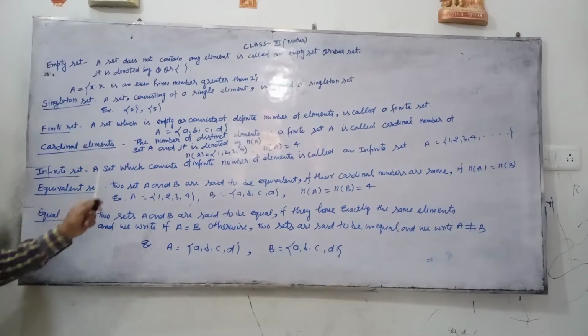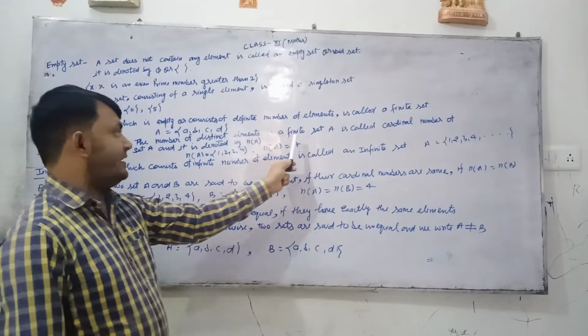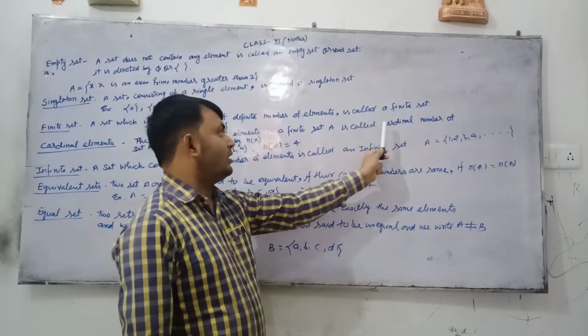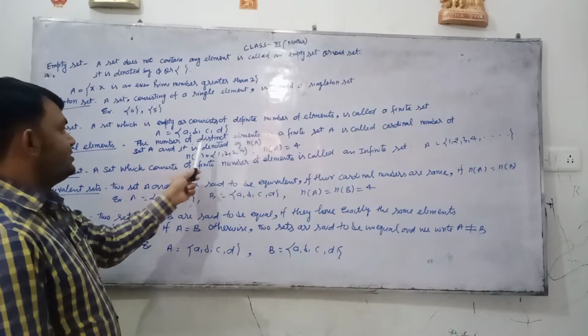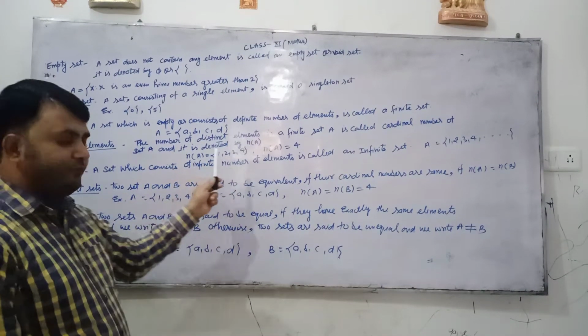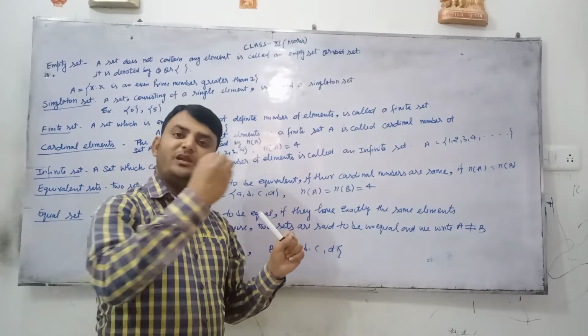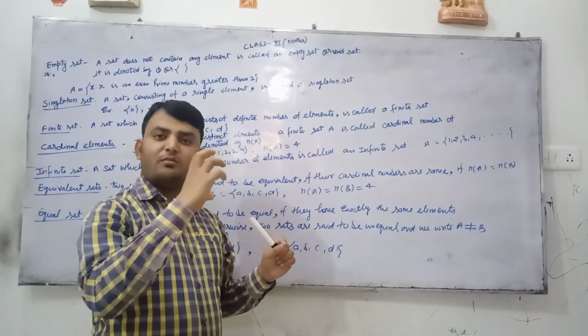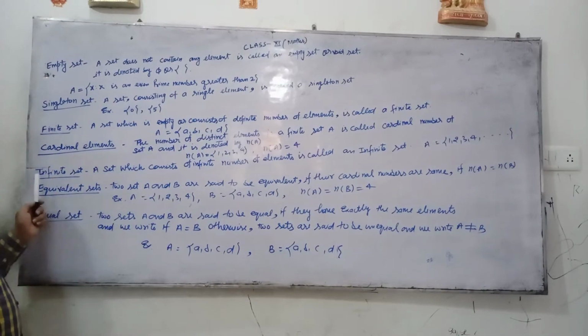Cardinal number: the number of distinct elements in a finite set A is called the cardinal number of set A and it is denoted by n(A). If one set is given, how many elements are there? That number of elements is known as the cardinal number.